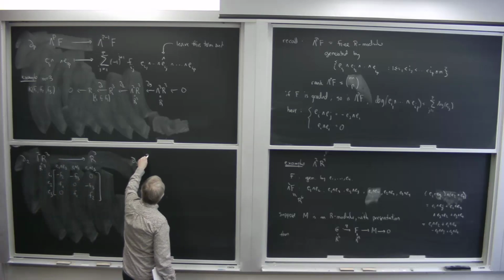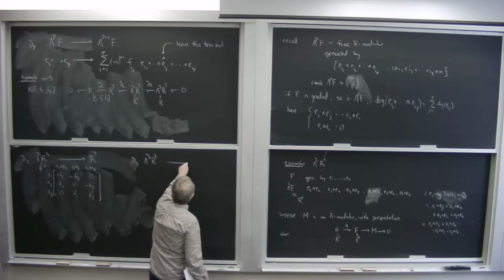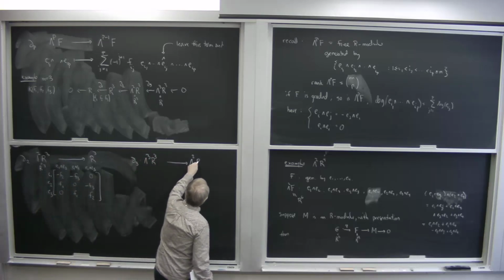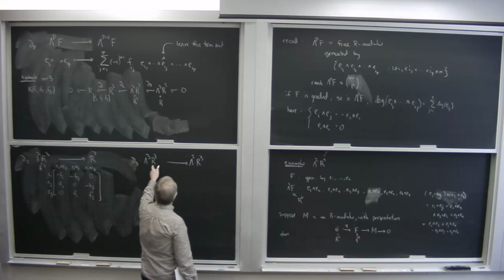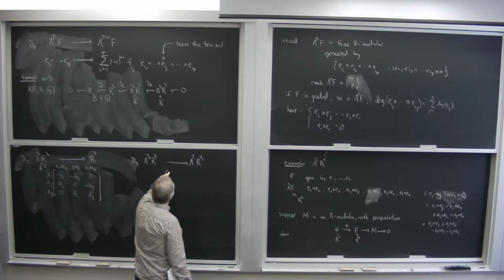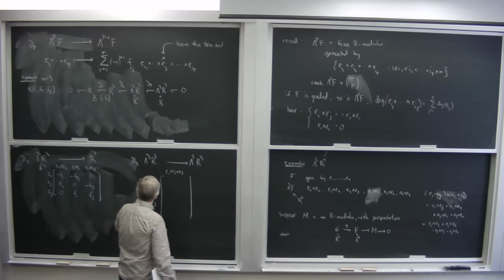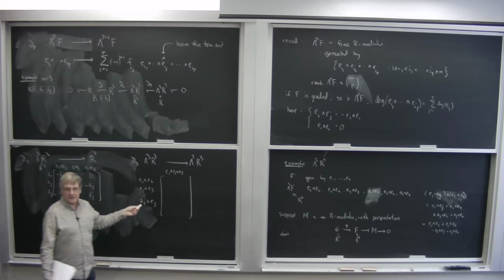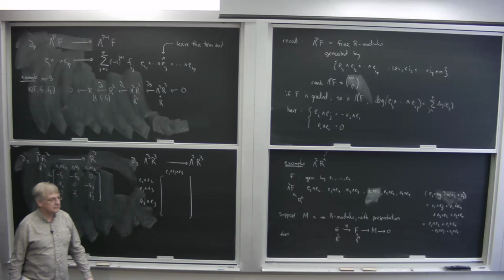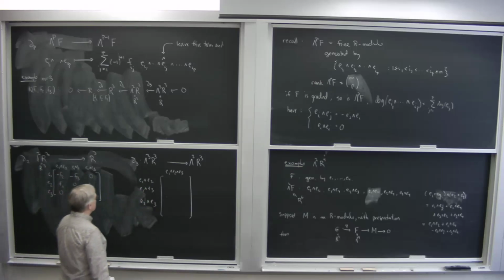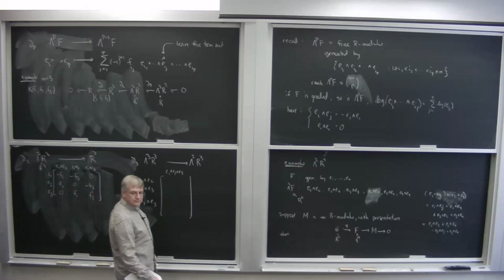This is going to be from wedge 3 of R3 to wedge 2 of R3. And again, we have to do this. So this is going to be E1 wedge E2 wedge E3. And then here's E1 wedge E2, E1 wedge E3, and E2 wedge E3. And clearly we can change bases and get something similar. But anyway, what are these things here?